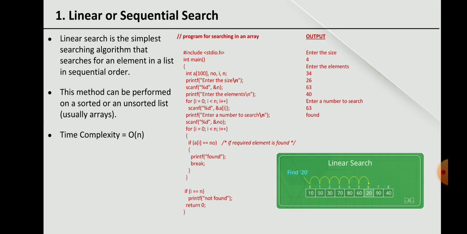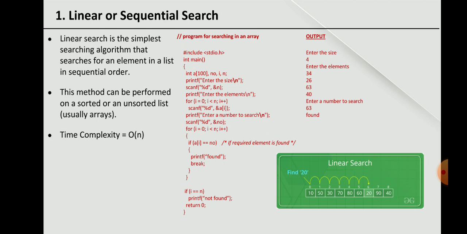Linear or sequential search. Linear search is also called sequential search. It is one of the simplest searching methods in which elements are searched in a sequential manner. Means, for example, if we are using an array, then we start from the 0th location and we keep on searching the elements till the element is found or till we reach the last location.